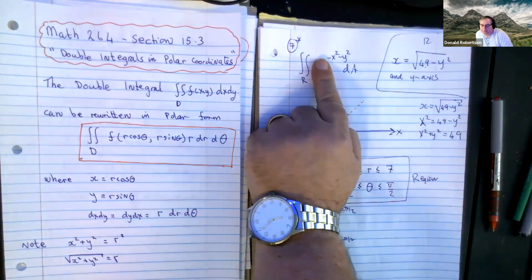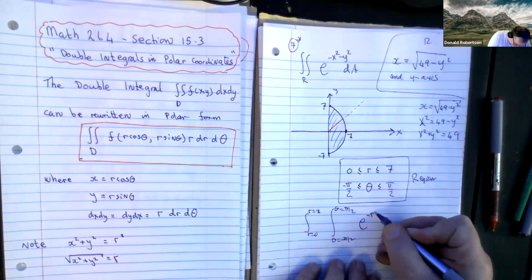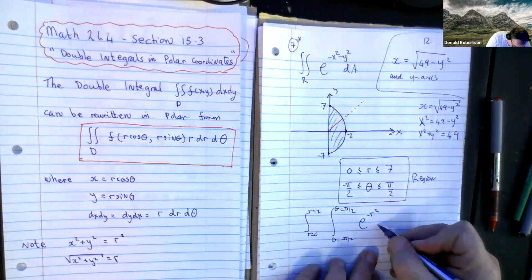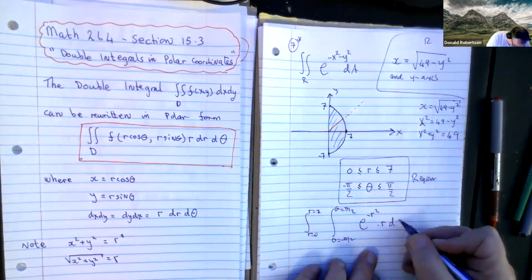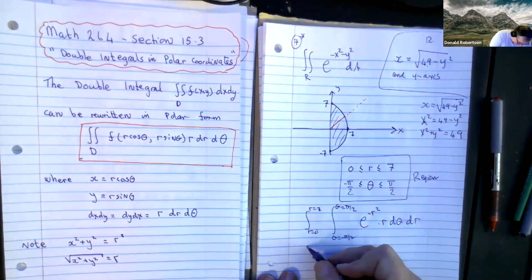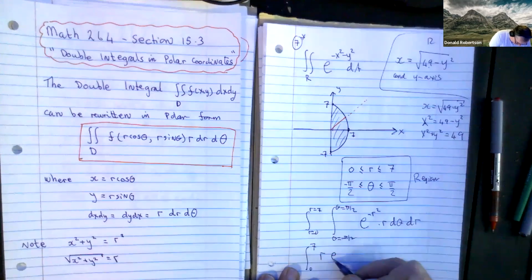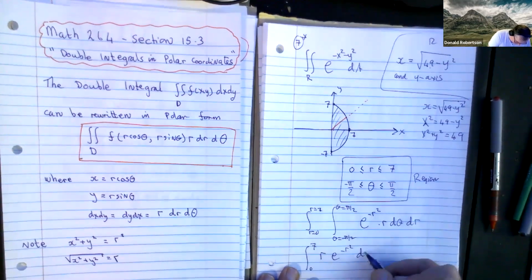Forget about the e for a minute. If that was x squared plus y squared, wouldn't that be r squared? Since it's negative x squared, negative y squared, doesn't it become negative r squared? So what you get here is e to the negative r squared. And then you get your r, in this case d theta, dr. And I have variables separable.